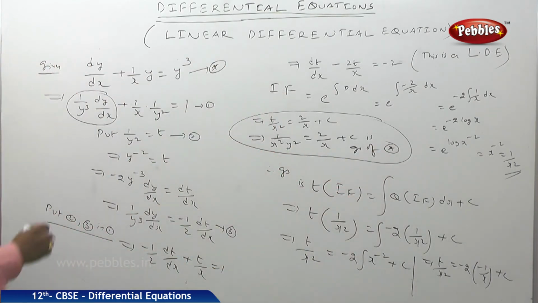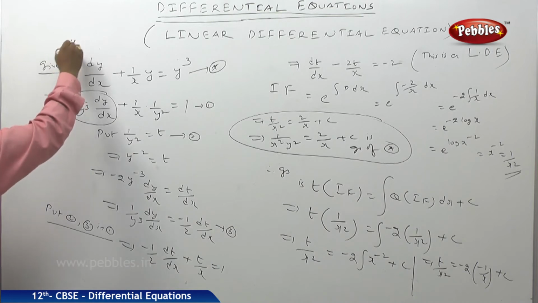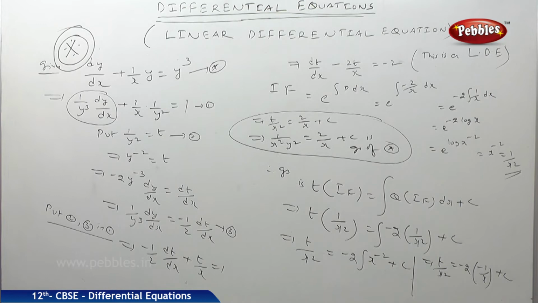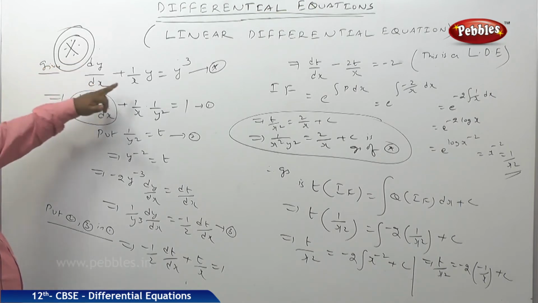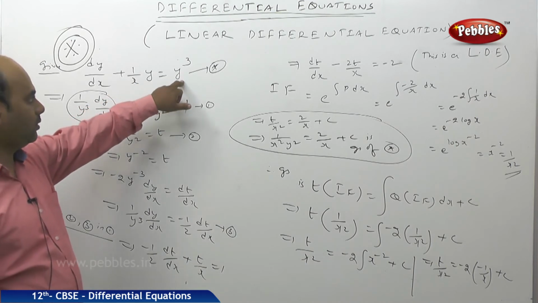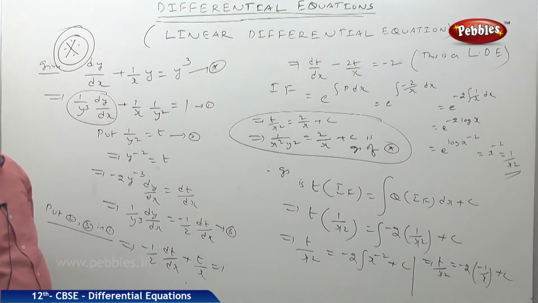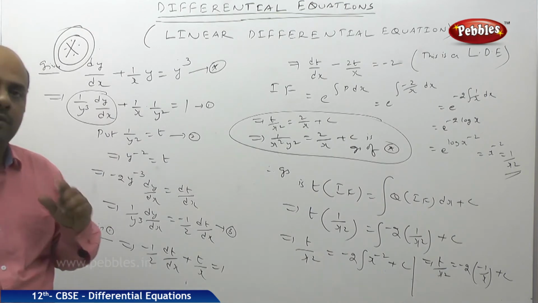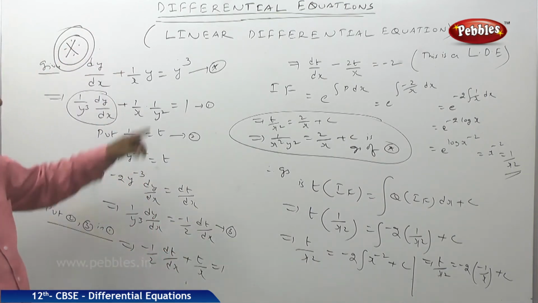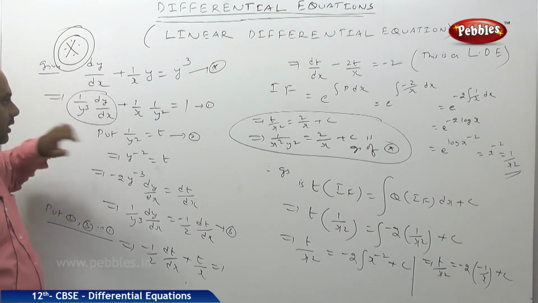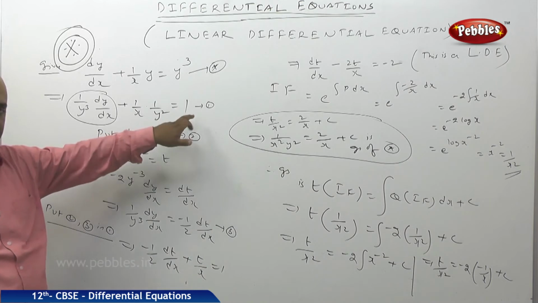So very important problem. This had been asked in our CBSE question paper. I'll be explaining once again. dy by dx plus 1 by x into y is equal to y cube. I call this as star. This is a differential equation, and this kind of differential equation we call a Bernoulli's equation. So we need to divide by y cube on both sides. So 1 by y cube dy by dx plus 1 by x into y square is equal to 1.